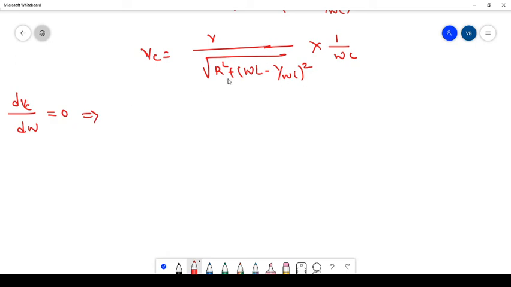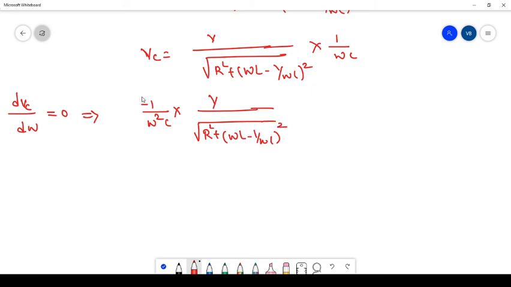So here also that is the uv term. First you calculate this one, that is u dash into v. So u dash, that is in the denominator, so you will get minus 1 by omega square C into this second term as it is, that is V by under root of R square plus omega L minus 1 by omega C whole square.